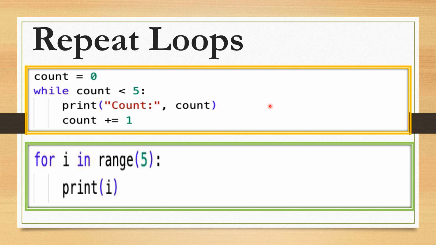And next is the for loop. So the for loop iterates over a sequence such as a list, tuple or string, or any iterable object. It executes a block of code for each item in the sequence. And the syntax for this is like this: for i in range(5): print(i).